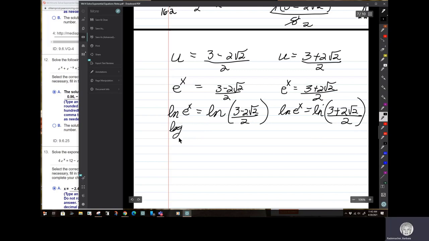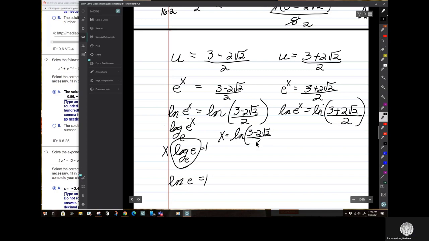Remembering this is log base e of e to the x. You bring the x down in front, you have x times log base e of e, which means this is 1. So start memorizing that the ln of e is 1. The ln of e equals 1. So here we're going to have x equals the ln of 3 plus 2 times the square root of 2 over 2.